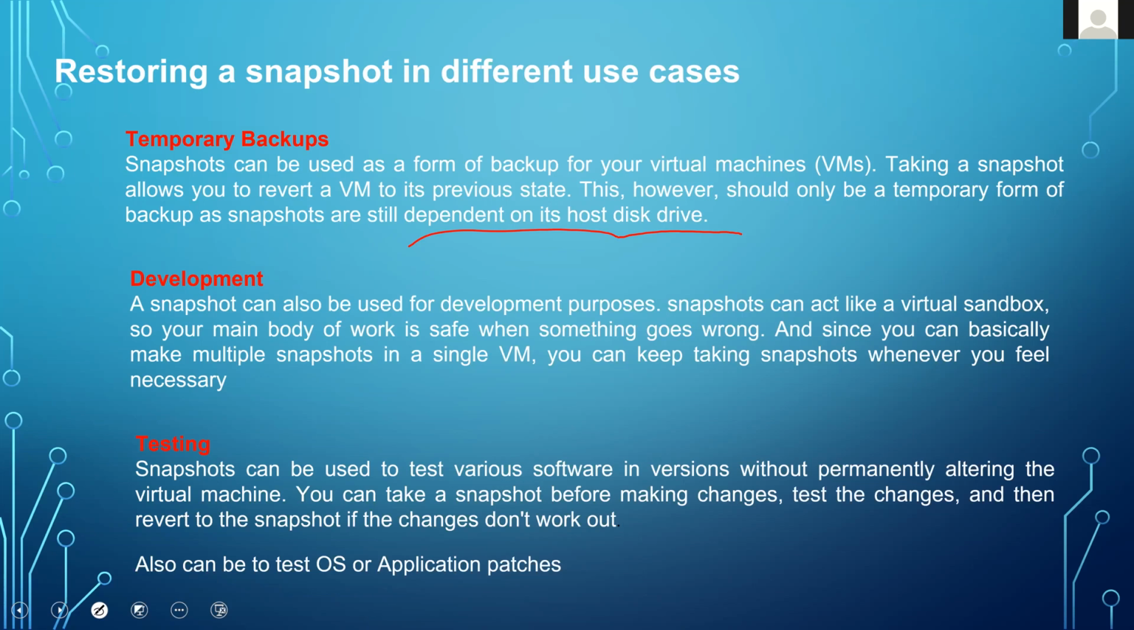Sometimes in production, a customer says that I need to patch my operating system, but for a temporary, quick backup, you can use the snapshot. Just take a snapshot, apply all the patches, and test your application and operating system. If everything is working fine, you can delete your snapshot before 72 hours, or you can go back to your original environment if something goes wrong. So it is very useful in these use cases.